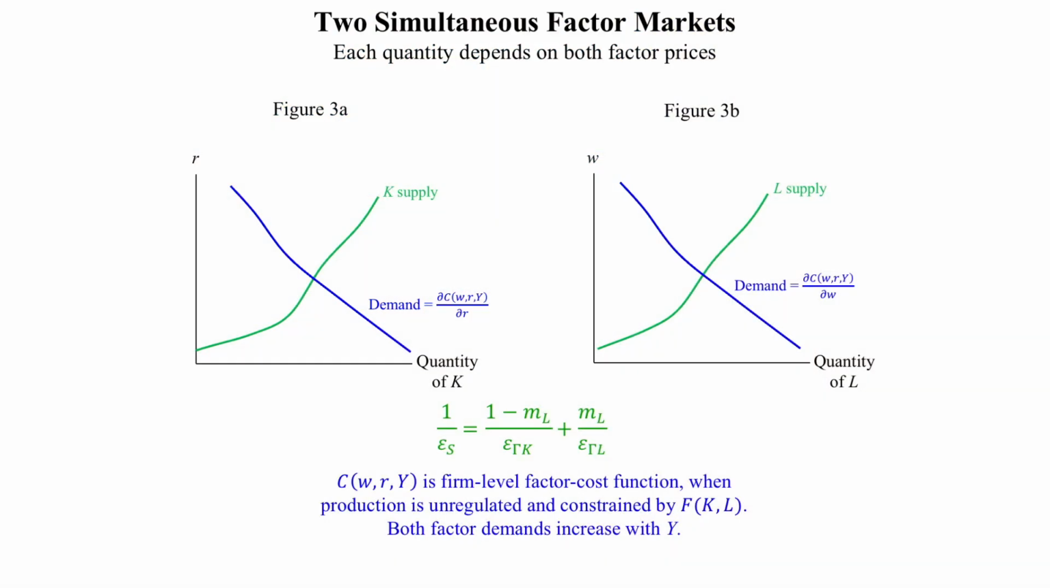And the overall market level elasticity of marginal cost is just a weighted average of those two component elasticities where the weights are the marginal shares. So ML, I don't know if Murphy's used ML yet, he's used SL. SL is the average share, WL over PY. This is the marginal share. It's W times, when you increase Y, how much do you increase L, divided by PY.